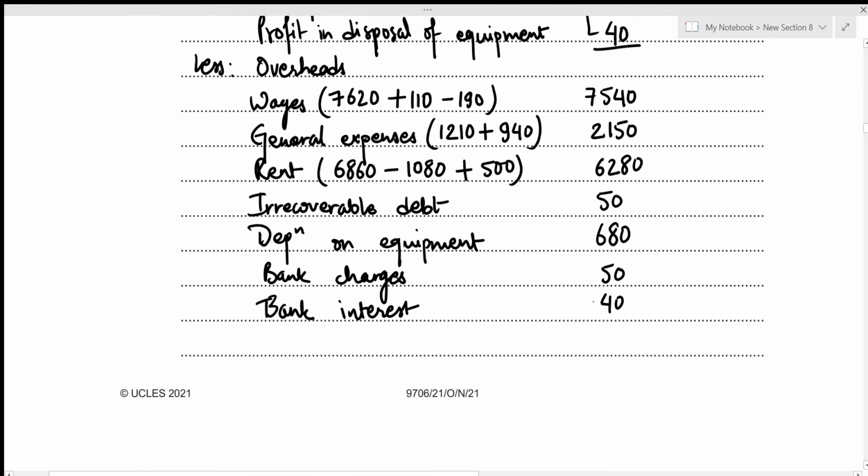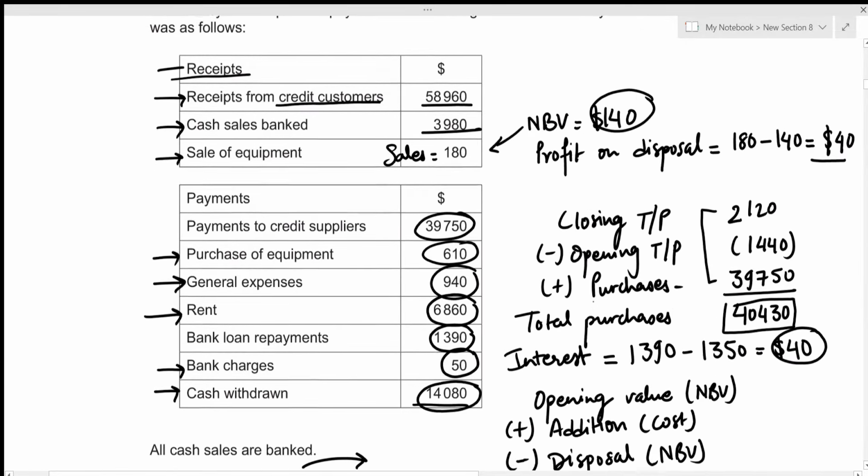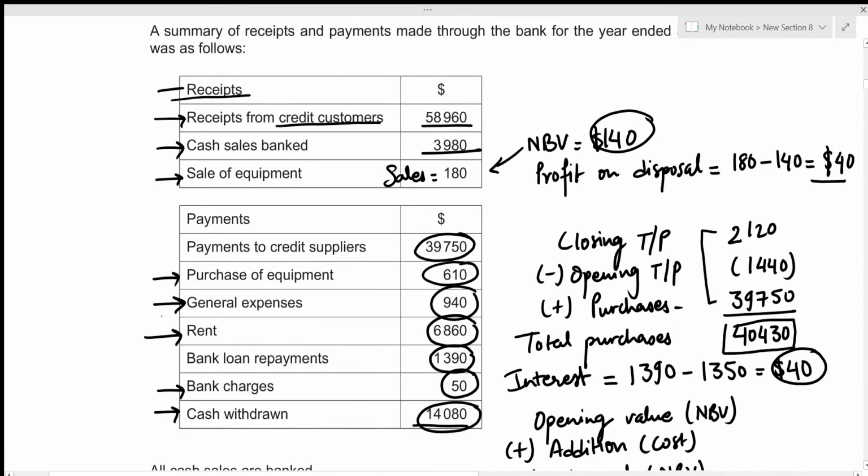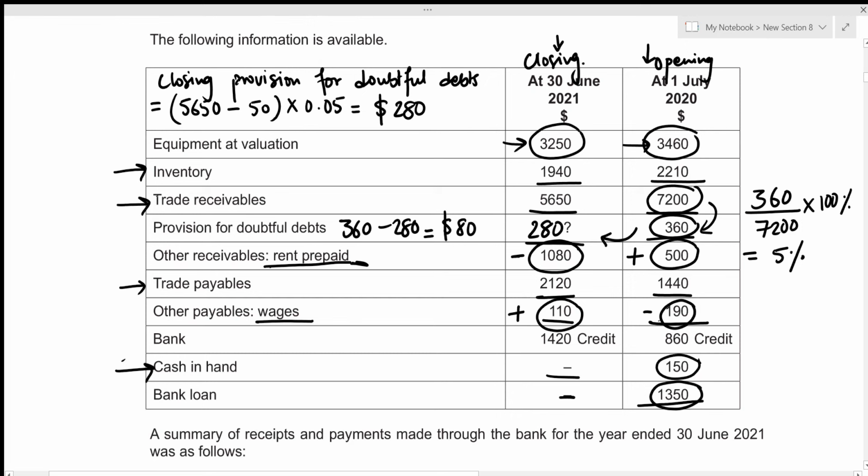Okay, let's have one last look. I think we included everything. So we included this as well, bank loan repayments. This was also included. And for this information, we included the provision for doubtful debts. We included this as well. We included the bank loan as well. So we clearly included everything in our income statement.